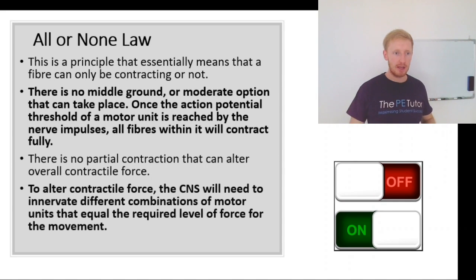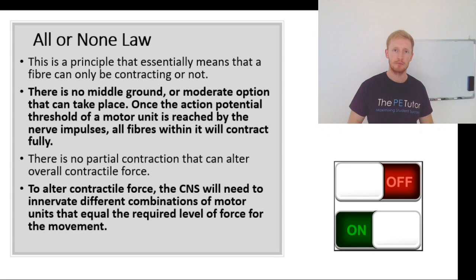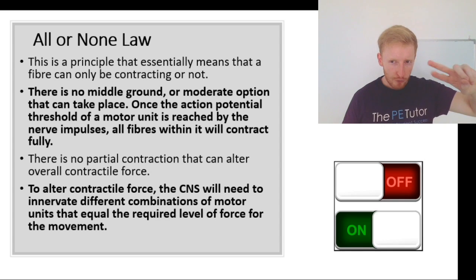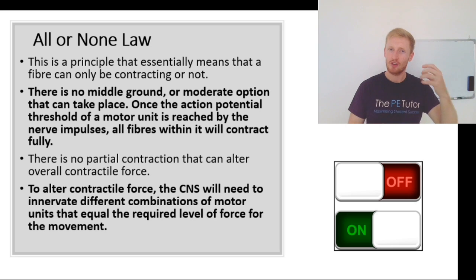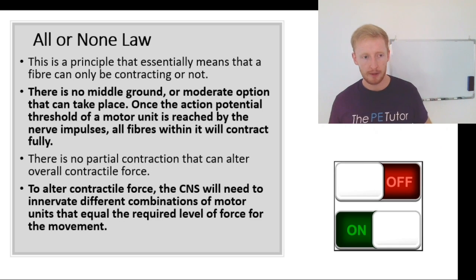If the impulse is big enough, then all of the fibers will contract completely, or they won't, if the impulse isn't big enough. That is linked to our light switchboard. If you flick a switch, it's on. You can't hover it in between. It's not a dimmer switch. It's not one of the things that you turn and you can increase the intensity of that light. It's on or off, all or none.